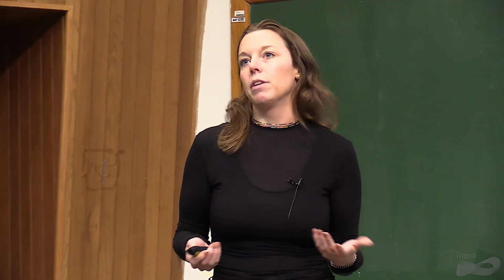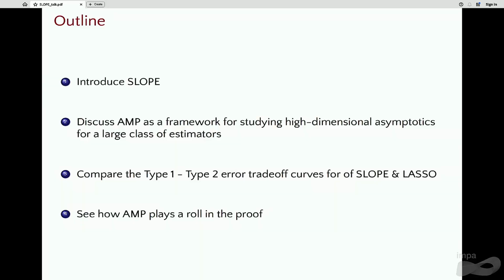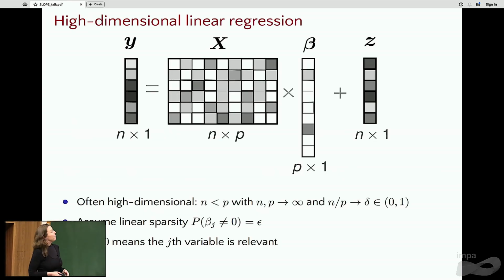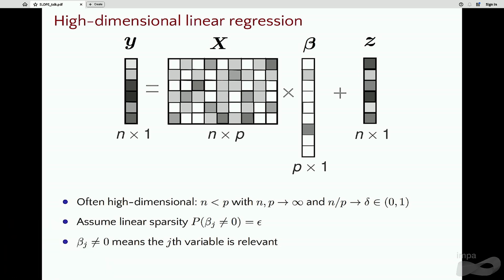The angle of AMP that we will discuss is its role as a proof method for studying high-dimensional properties of statistical estimators amongst other sorts of estimators. Okay, so this notion of sorted L1 penalization can be used in many types of statistics problems. We're going to think about the simplest sort of stats problem, or at least the simplest sort of high-dimensional statistics problem, which is that of high-dimensional linear regression.